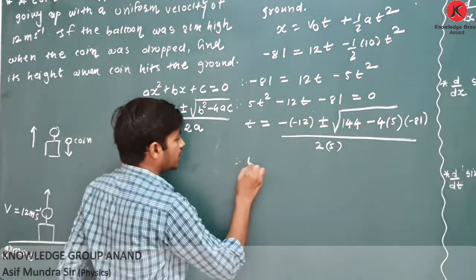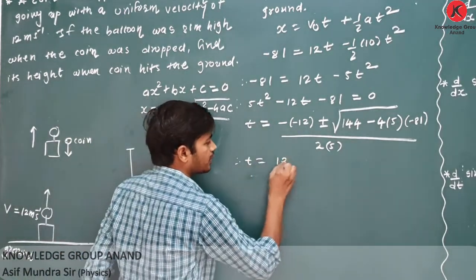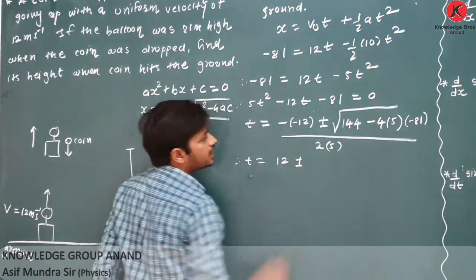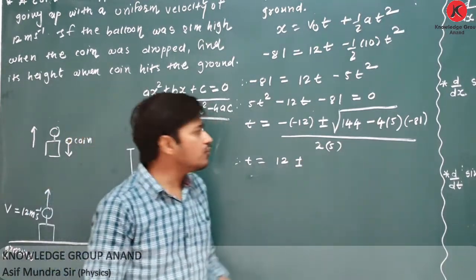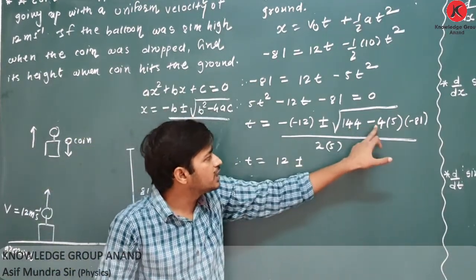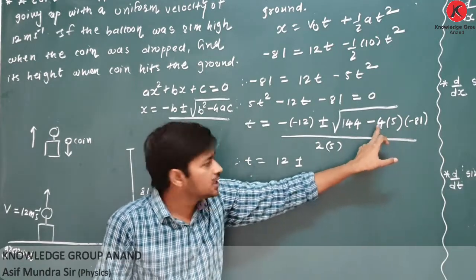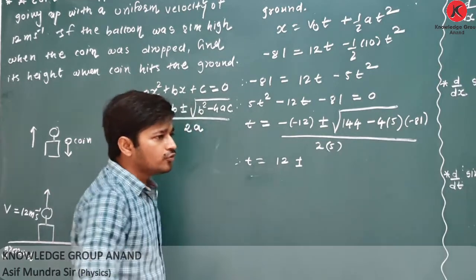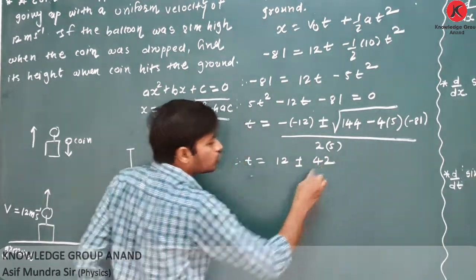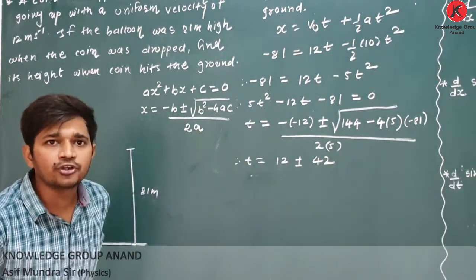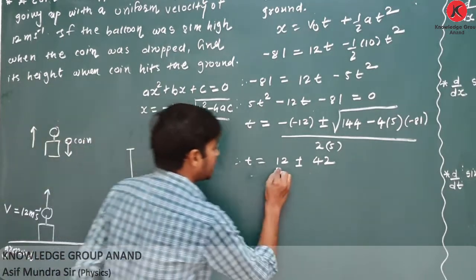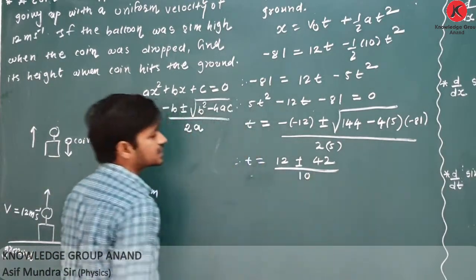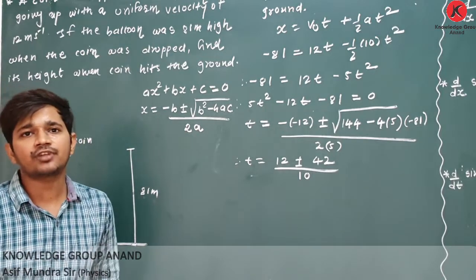So therefore, t is equal to, minus will become plus, plus or minus. Now see how you have to solve this. 144, minus will become plus. So you have to add these two quantities and take the square root. You will get your answer 42. Clear about this? Divided by 5 into 2, it is 10.